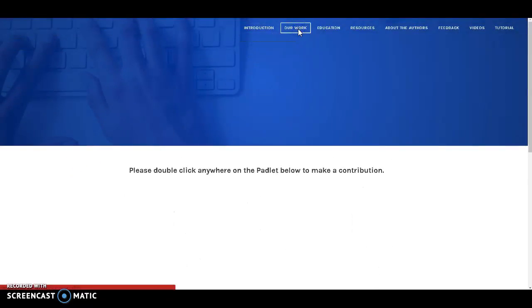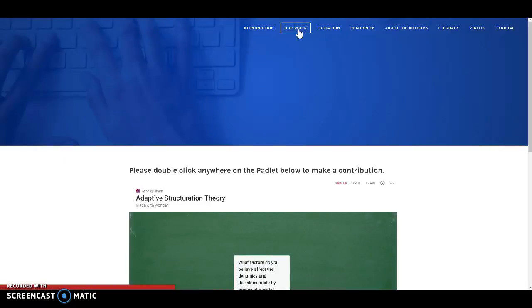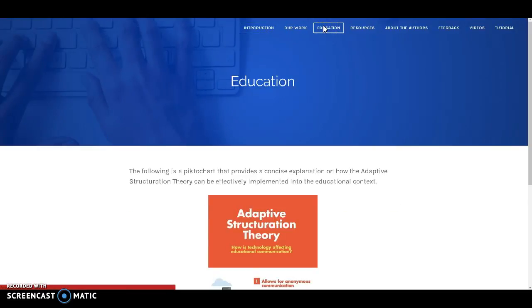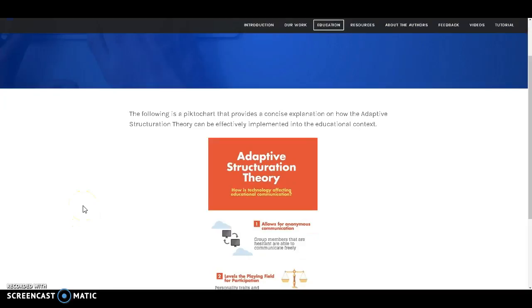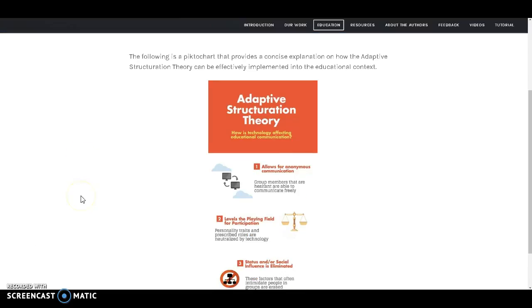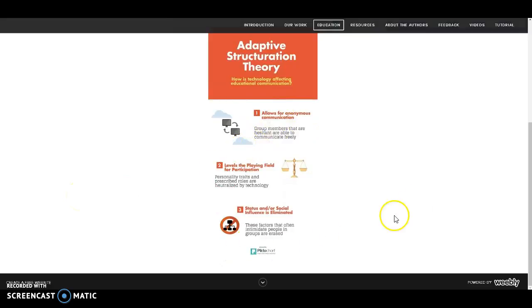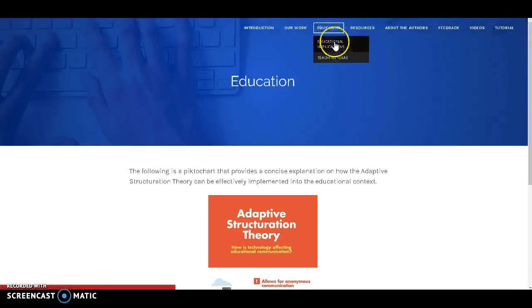The next page basically is about our work, in which we recommend everyone to actively participate. There are some synchronous as well as some async activities, all listed out for you guys to do with instructions there. Then you have the educational webpage, which basically gives you the educational homepage. First it shows you a Piktochart on how the adaptive structuration theory can be effectively implemented into the educational context. This is like a very nice, concise summary. And then once you go to the subpages, you can go into the educational implications, which basically provide a more detailed understanding of how the adaptive structuration theory can be implemented, applied, and understood within the educational context.